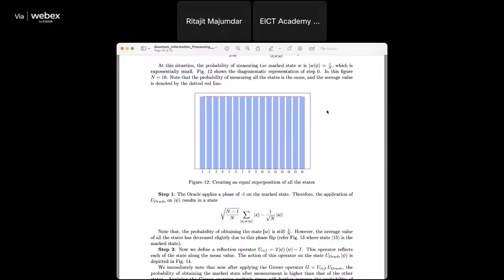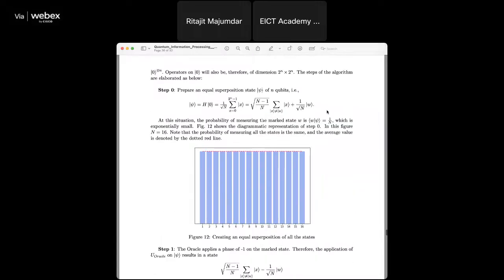So the question is that if the oracle is able to get the marked state in the first hit itself, then shouldn't it be order of one? No. Because what is happening? See, the oracle is not telling you the answer. The oracle knows the answer. The oracle will not tell you. This is how the oracle is defined, right?